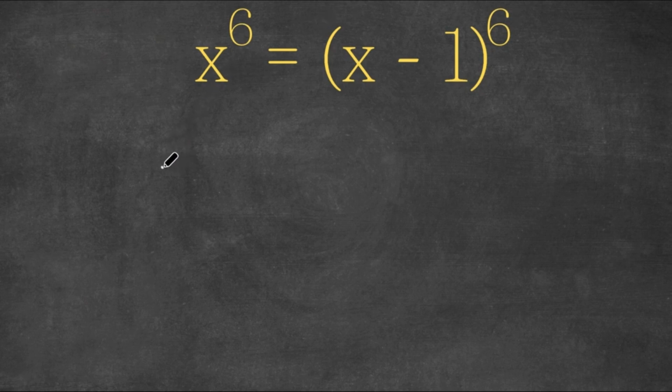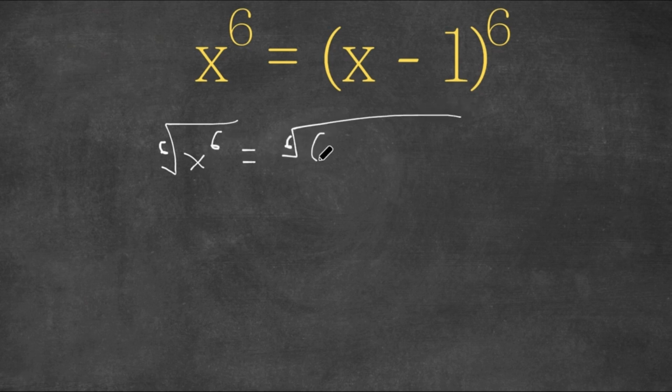So x to the power of 6, we're going to take the sixth root, and this is going to equal the sixth root of x minus 1 to the power of 6. And these two actually cancel out. So x to the power of 6 to the 6th root is going to cancel out because these two are opposites. So remember, opposites cancel out.